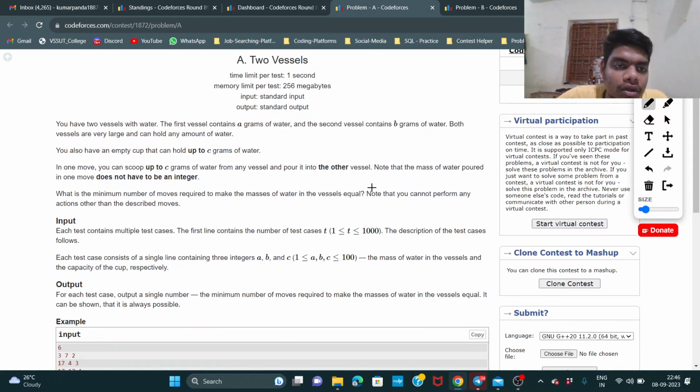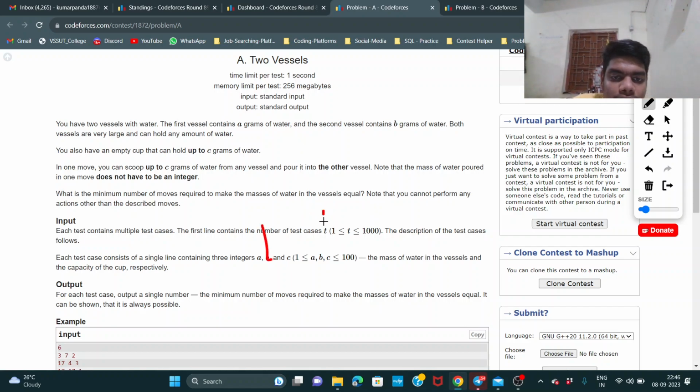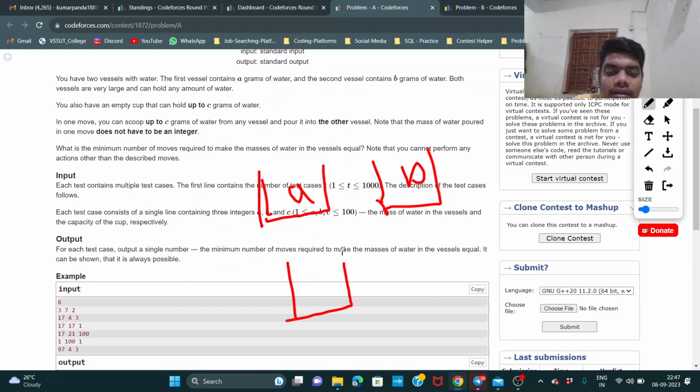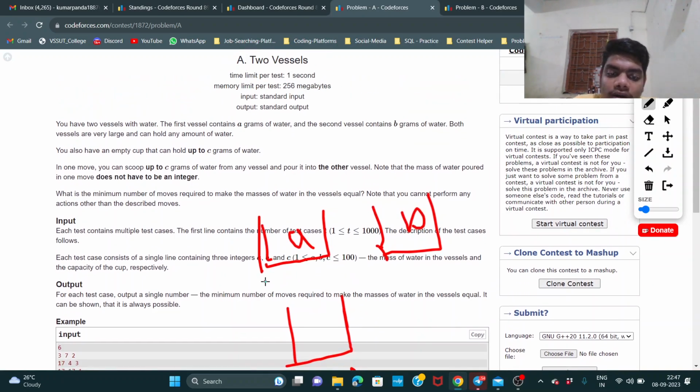Problem A. In this question, they give two vessels. This is vessel one, and this is vessel two. In the first vessel, a grams of water is present, and in the second vessel, b grams of water is present. There is also a third vessel with infinite water. Sorry, I mean, there are only two vessels given.